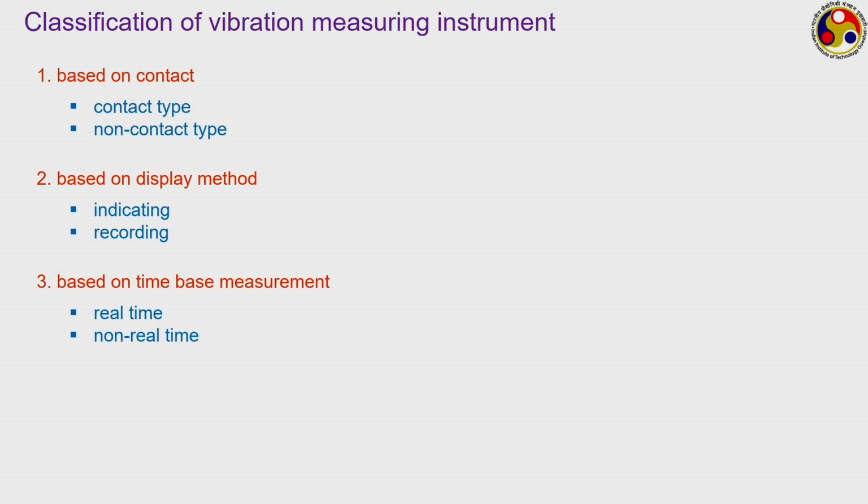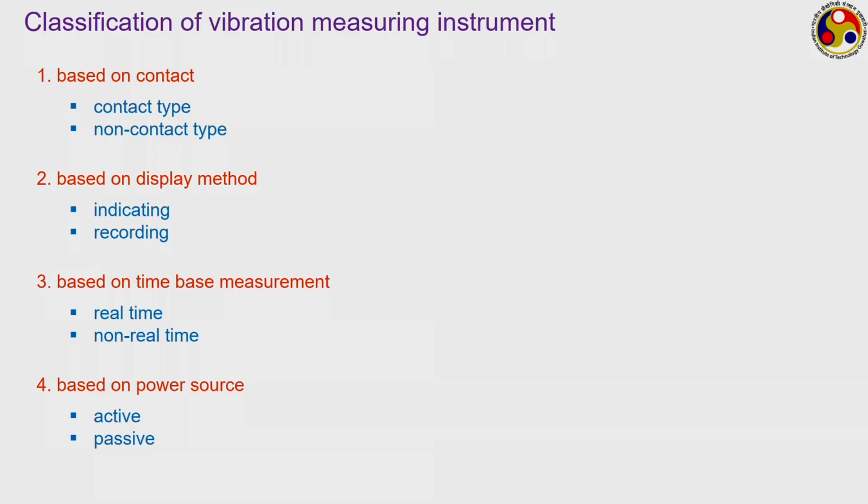So, we go for the non-real time type measurement, where we do not have to bother too much about the long data set. We just take one reading, ensure it is at a satisfactory level or within permissible limit, and then we go back to the work. However, in case of real time measurement, we do have to record the data over a long period of time. And finally, the classification is based upon power source. If the instrument has a power source inbuilt in it, then we call that an active device, whereas if it does not require any separate power source, we call it a passive device.